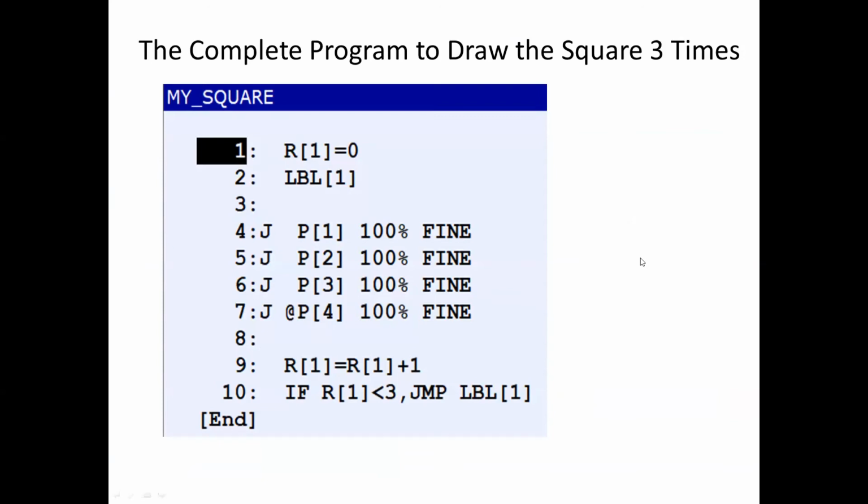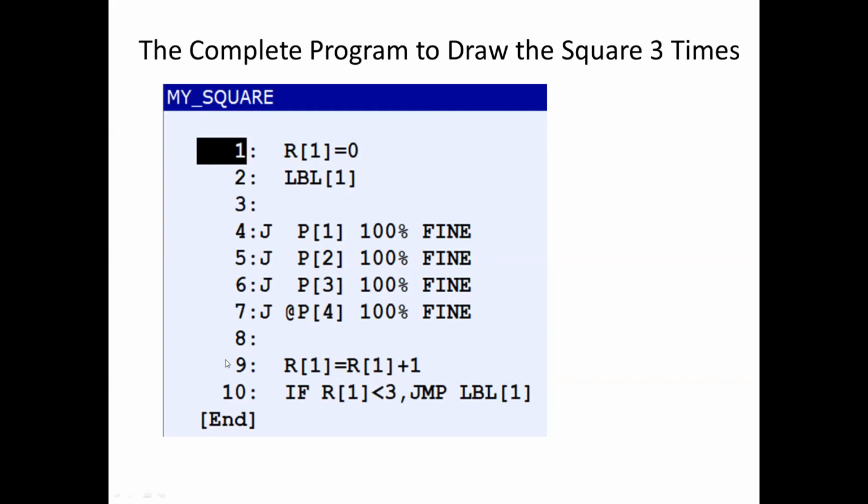This slide shows the complete program to draw the square 3 times. At the very beginning of our program, line 1, we set the counter R1 as 0. Line 2, we place one label, label 1. From line 4 to line 7, it is the block of the motion instructions for drawing the square with all those 4 points, 1, 2, 3, 4.